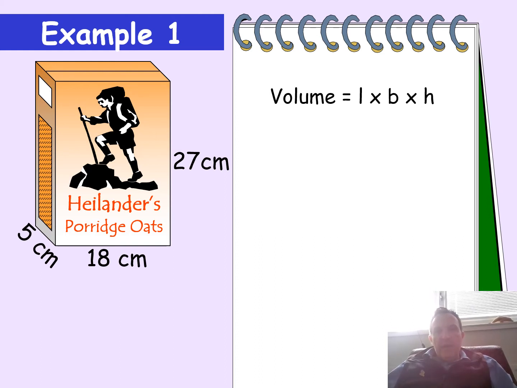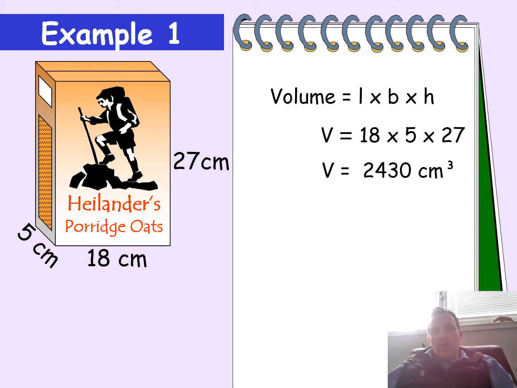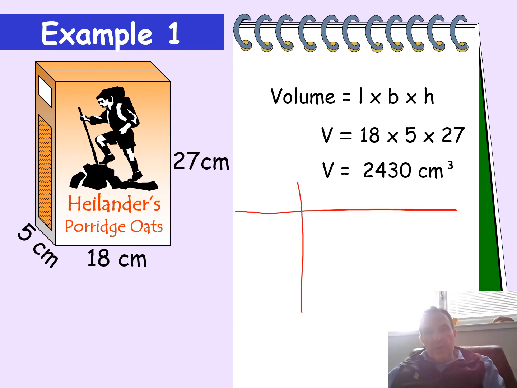And then I'm going to put in my numbers. So V equals 18 times 5 times 27. A question for you. Does it matter which order I write those in? So V equals 18 times 5 times 27, and that comes to 2,430. We could use a calculator for that, or you could multiply. So we're going to do 18 times 5 is 90. So that's like 9 times 27 times 10.